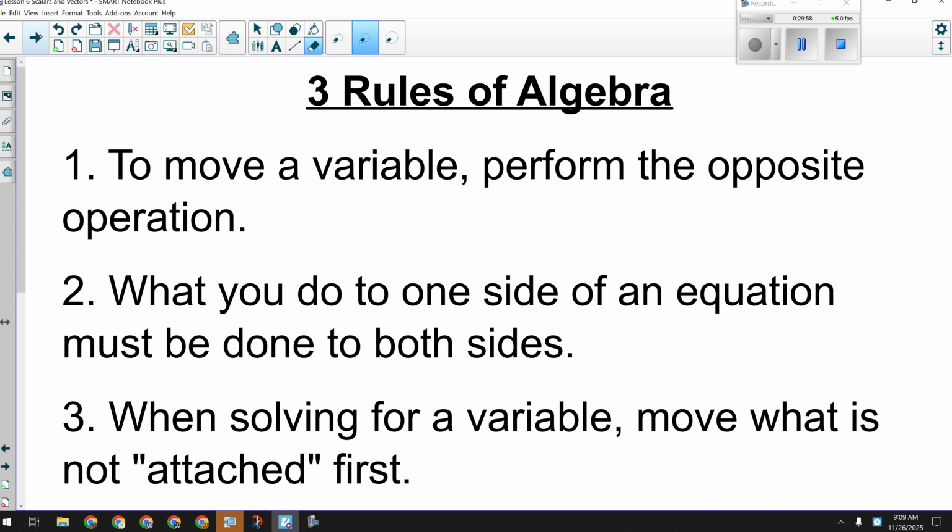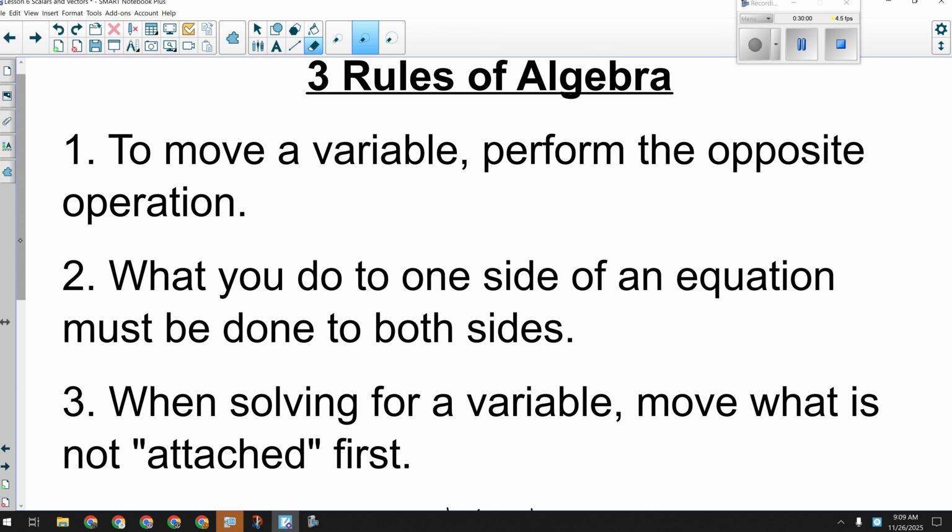Okay, so 3 rules of algebra, just quick review. You wrote these down in chemistry, so they are in your notes somewhere, but you probably don't remember where in your notes those 3 rules of algebra were. So put them down for your physics notes, and you can refer back to these. Okay, give you a minute to get those written down, and then we're going to put them to work.